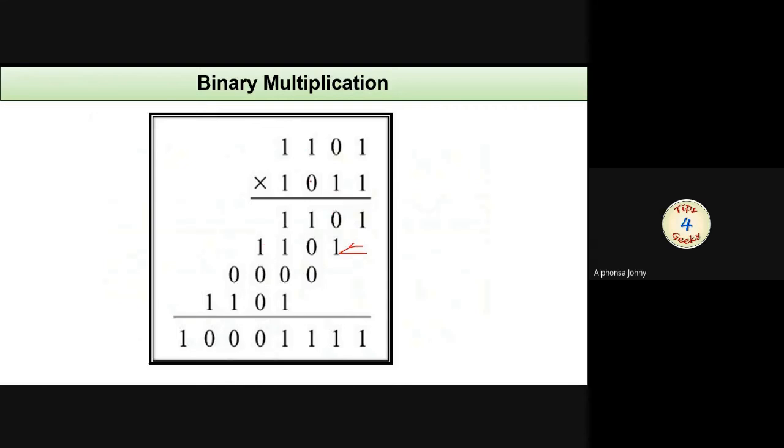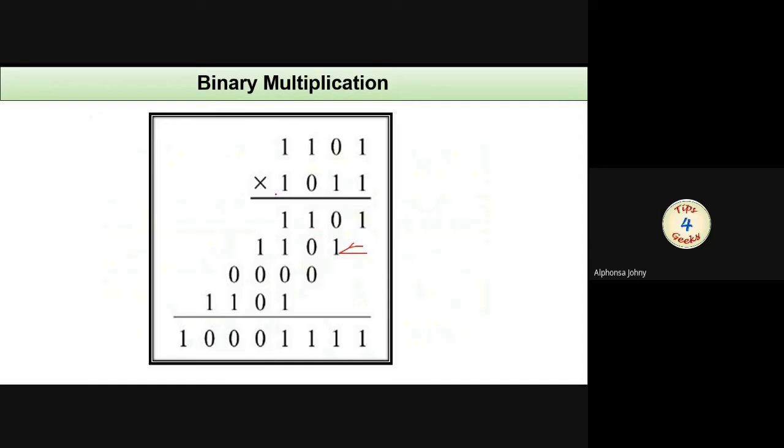Then the next bit in the multiplier is 0. So we have to multiply by 0. Since it is 0, all the results must be 0. 0 into 1 is 0. Care should be taken: we have to write the 0 over here only, not here or here. 0 into 0 is 0, 0 into 1 is 0, 0 into 0 is 0, 0 into 1 is 0.